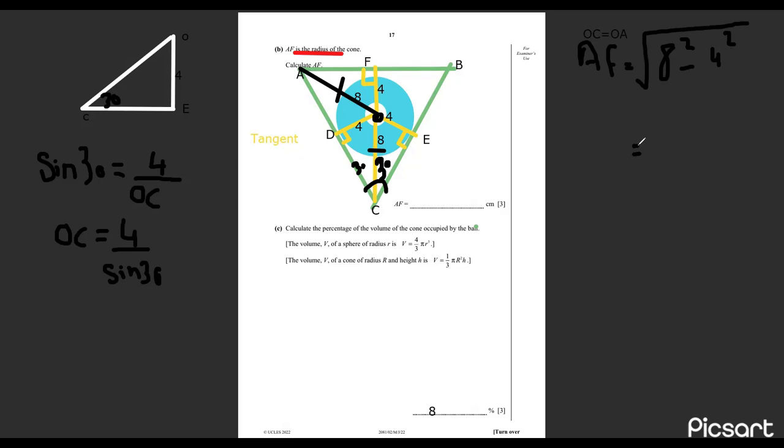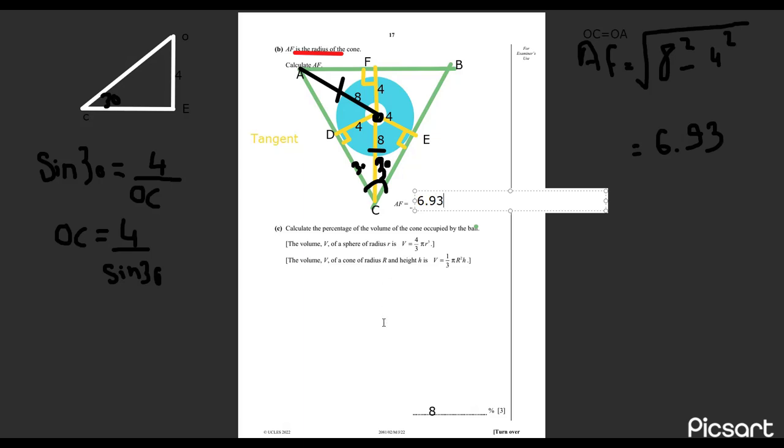On your calc, do this question. It will be equal to 6.93. 6.92, 8, and so on, so approximated to 2 decimal places, we can make it 6.93.